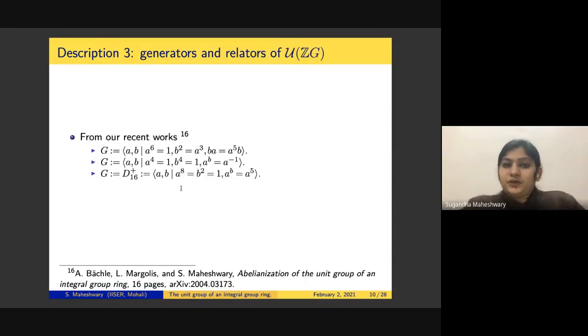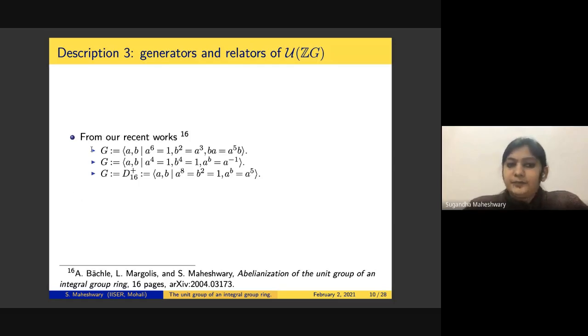And to this, we also have some contribution. This is recent work with Leo Margolis and Andreas Bächle. So in this paper, we were trying to understand the quotient U mod U dash, the abelianization, the unit group modulo its commutator. Because that being abelian, we thought we can have better control, because there is a lot more known about the center than the unit group of ZG.